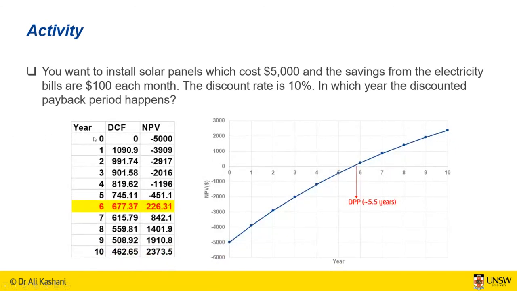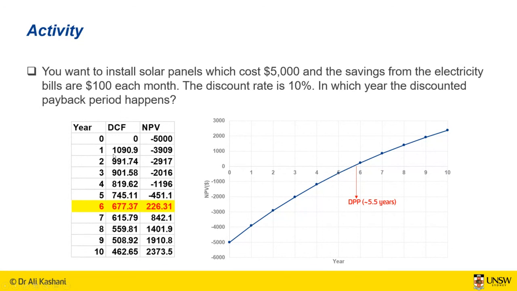So first of all, you got all the years. Let's assume that we put for 10 years, and you can do this calculation on Excel. It's going to be much more straightforward than doing it manually. So in year 0, which is just the start of the project, you are not saving any money from electricity bills, and you just pay for the solar panels, which is $5,000.